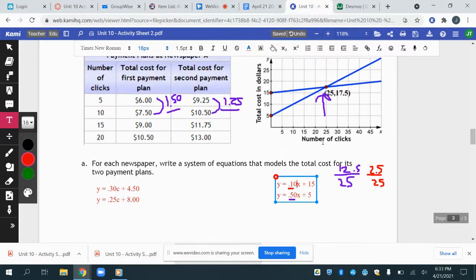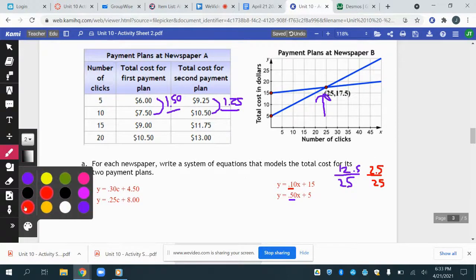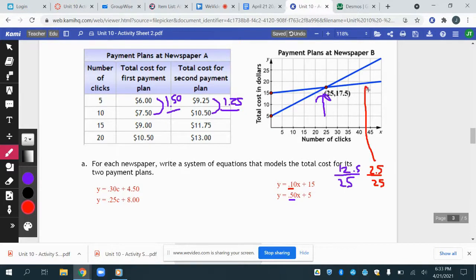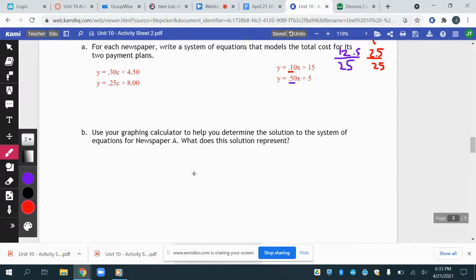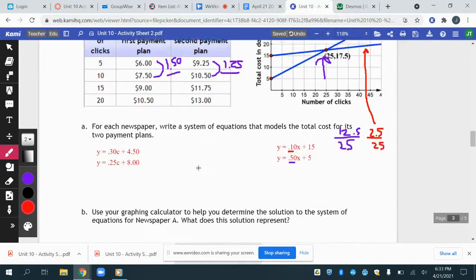Here's what we got. This red guy here only goes up by 10 cents per click. It's the cheapest per click, but it's the most upfront, isn't it? Depending on the situation, you might do the thing. So now we're going to find our solution for these two.